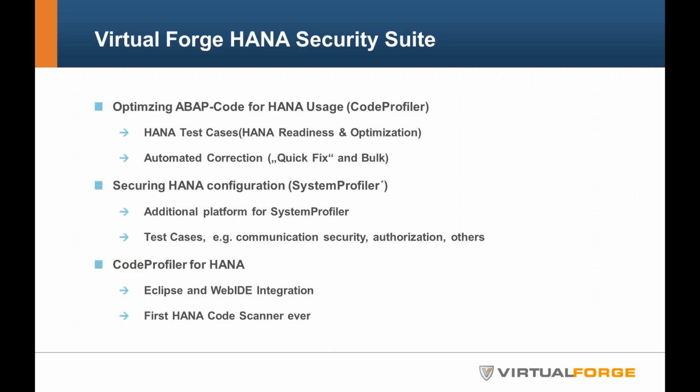Last but not least, again, not focused on SystemProfiler, but just in general, we have developed a code profiler, so a code scanner for HANA. We're the first ones in the whole world who are able to do that, where we scan, as you know from a product code profiler, the custom code for security and quality issues. And since this is integrated into Eclipse and the Web IDE development platform, we actually do this while typing. So imagine this being the spell check of Microsoft Word adapted to a security check for HANA development.